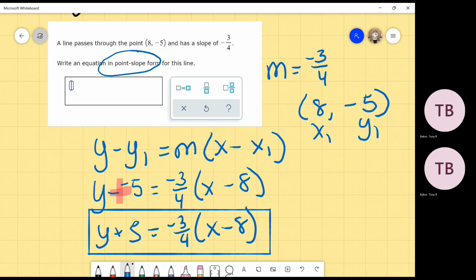I feel like we need more of these. How do I know if I'm going to use the 5 or the 8 first? I labeled them right here. Oh, remember, points are always x, y. So your x is first, your y is second. That's why I labeled them there before I plugged them in. You want me to do another one of these? Sure.